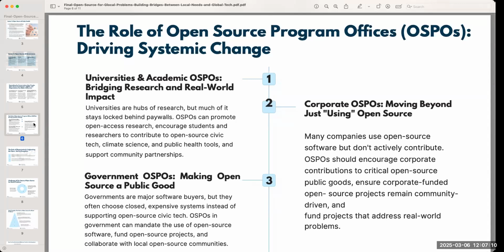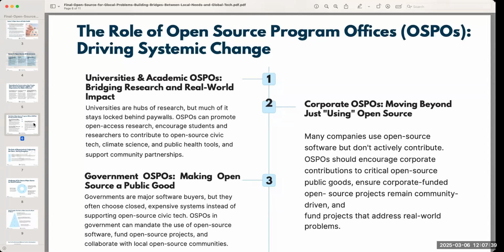And then the other OSPO group I would like to talk about is government OSPOs. For the government, I believe that governments around the world are major software buyers, but they often choose closed, expensive systems instead of supporting open source civic tech. I believe OSPOs in governments can mandate the use of open source software in public services, making government tech more transparent and cost effective.